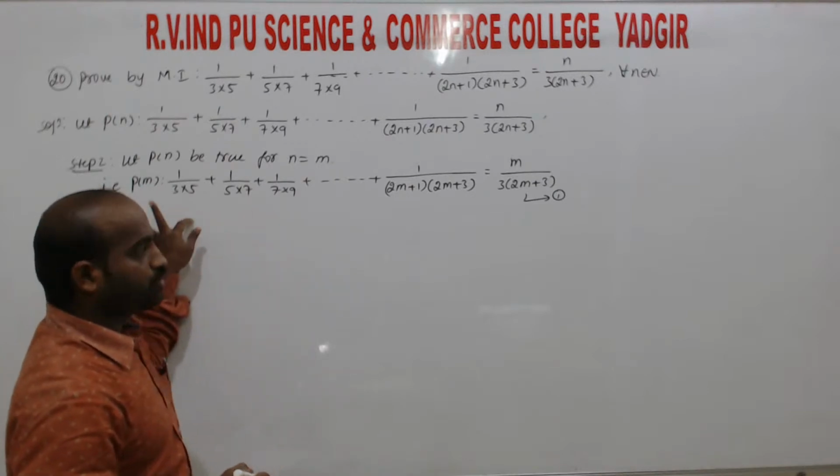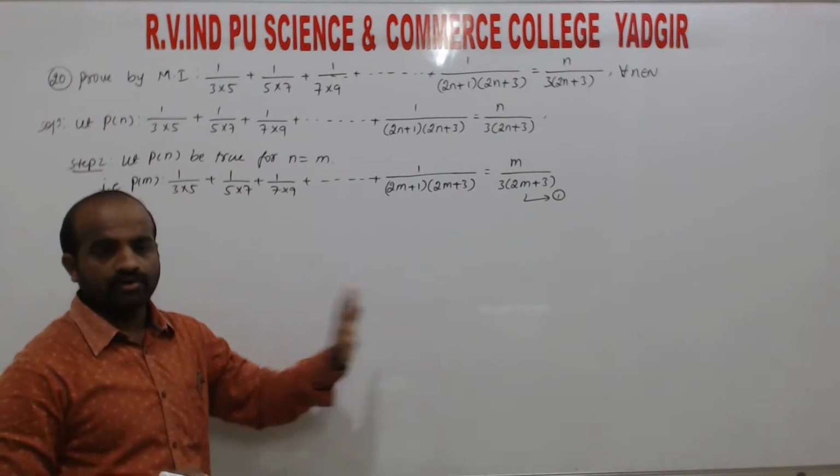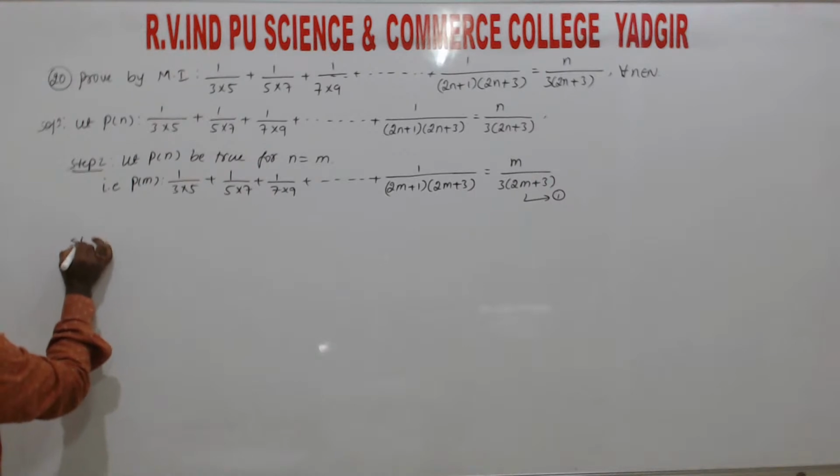Okay, step 1 is 1 mark, step 2 is 1 mark, step 3 is 2 marks, step 4 is 1 mark. Total 5 marks.